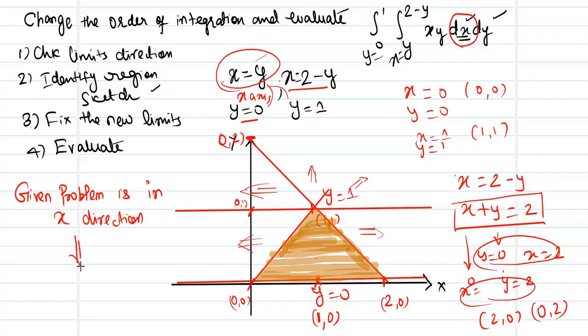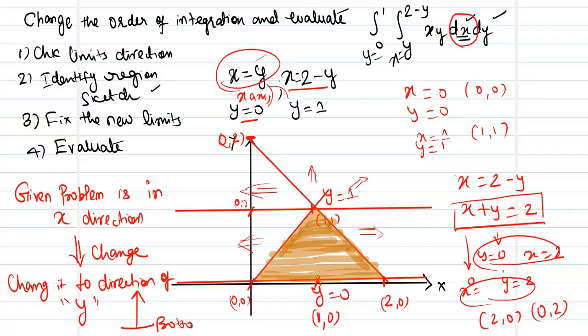So when we change it to the direction of y, now we are going to draw a line parallel to our y-axis. So what is the direction of y? Y moves from bottom to top. Now we can see that as we move from over here bottom to top, this is how the region gets evaluated.